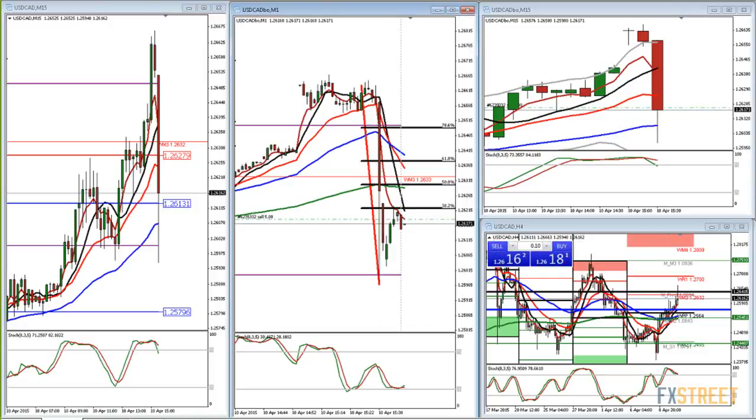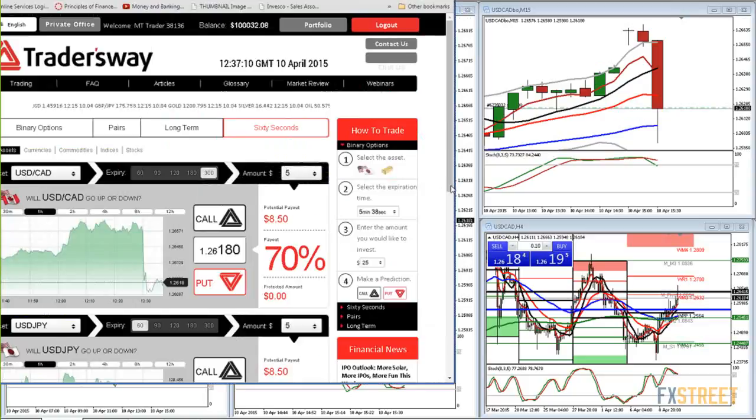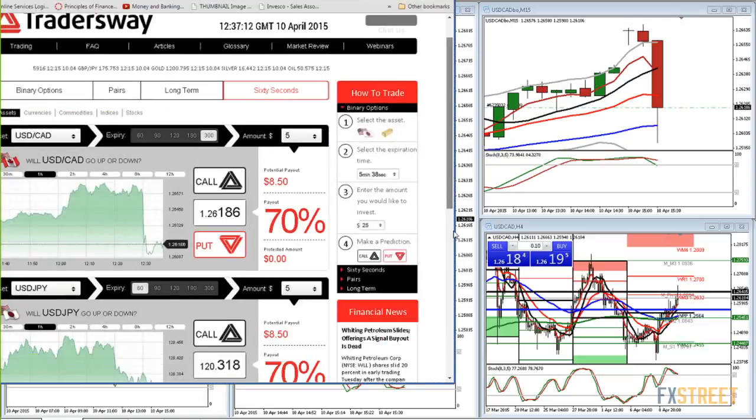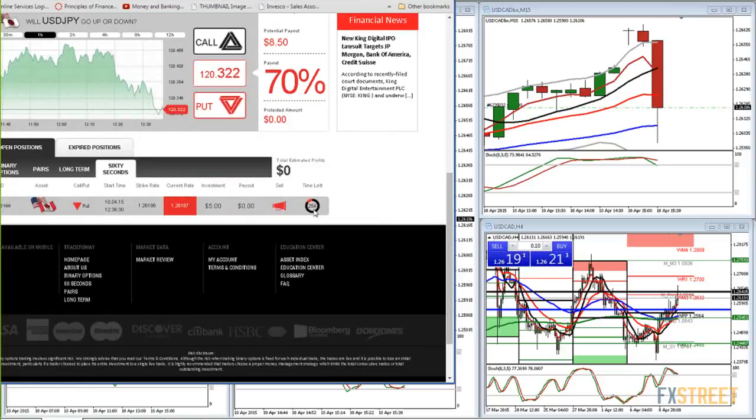And when does it expire? It expires in 256 seconds.